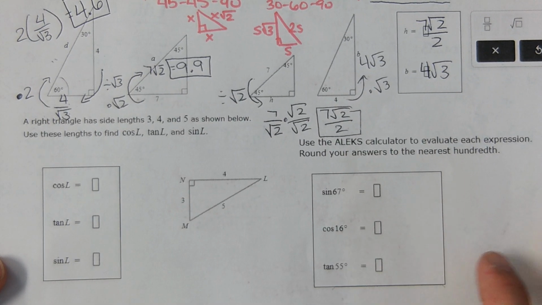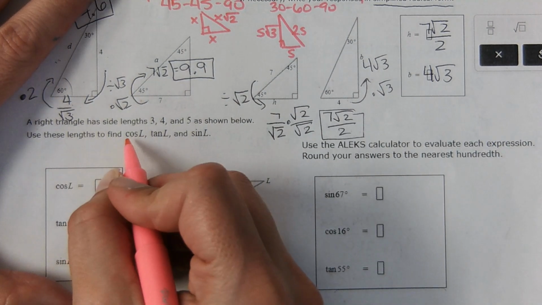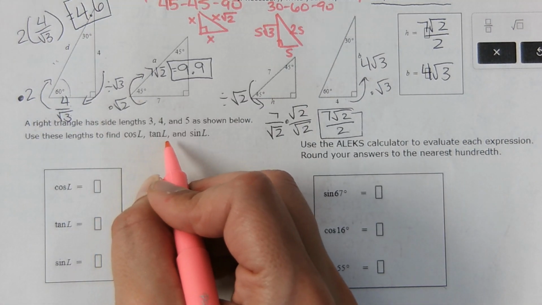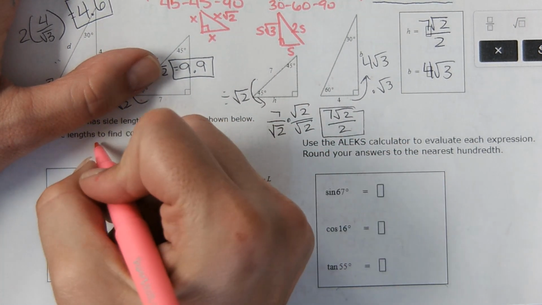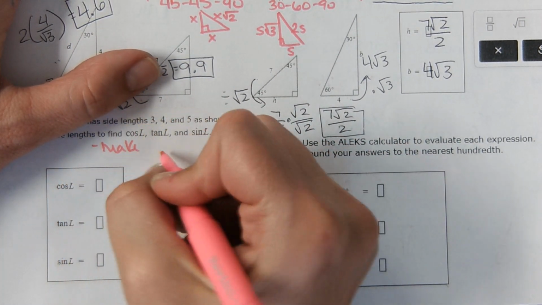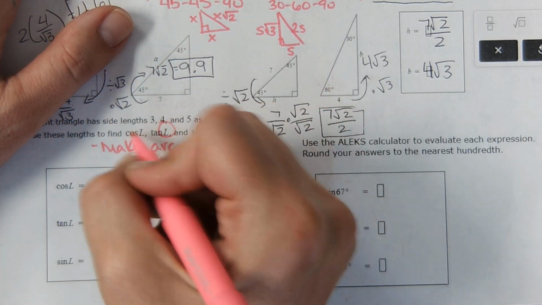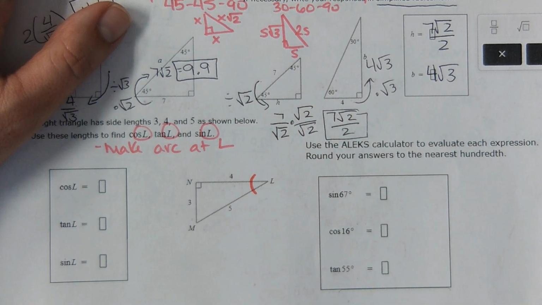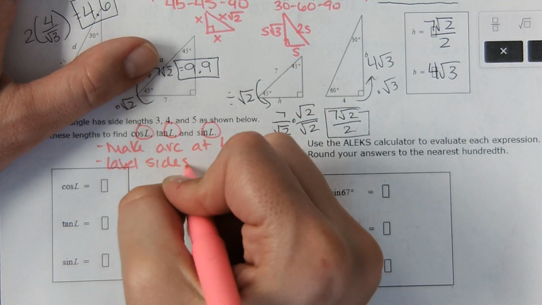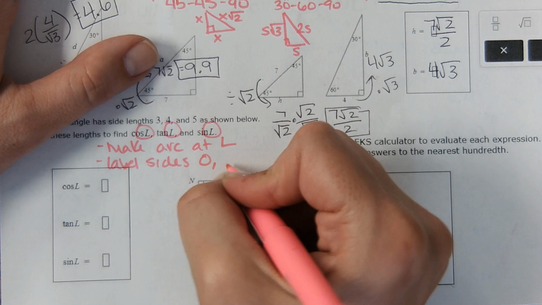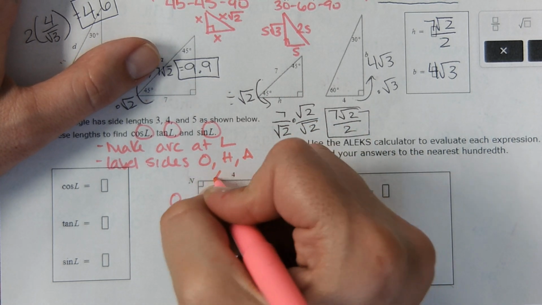Okay. The next section starts trigonometry. Use these lengths to find cosine of L, tangent of L, and sine of L. So we're making an arc at L. So first step, make arc at L. Why L? Because L is the designated angle. Then you're going to label your sides and label them in order with opposite, hypotenuse, then adjacent. So from here we have opposite, hypotenuse, and then adjacent.